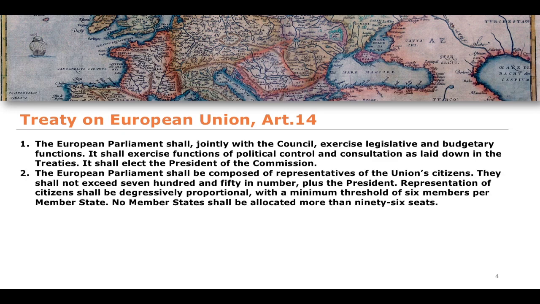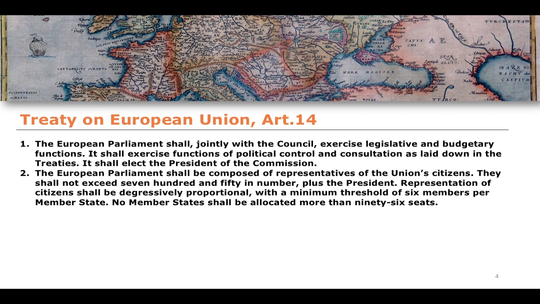The European Parliament shall be composed of representatives of the Union's citizens. They shall not exceed 750 in number, plus a president. Representation of citizens shall be degressively proportional, with a minimum threshold of 6 members per member state. No member state shall be allocated more than 96 seats.